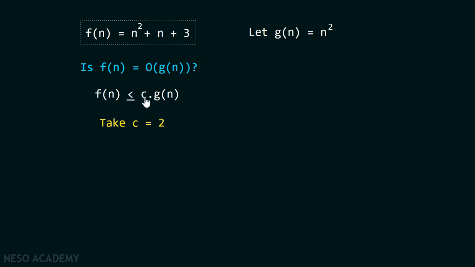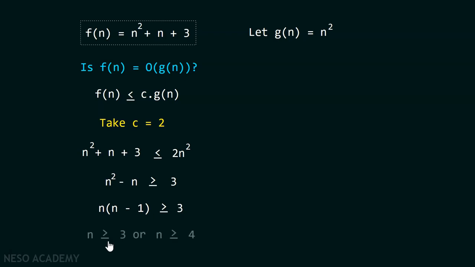Let's take c equals 2 because in this case, this is just n square. I am just taking one higher value than this. This is 1 into n square. I will take 2 into n square here. Then the inequality becomes n square plus n plus 3 is less than or equal to 2 into n square, right? Now we can solve this for n. This will become n square minus n greater than or equal to 3. We can take n common from here, then it becomes n into (n minus 1) greater than or equal to 3. Finally, we will get these two inequalities, n greater than or equal to 3 or n greater than or equal to 4.